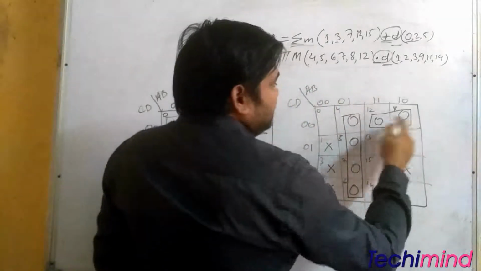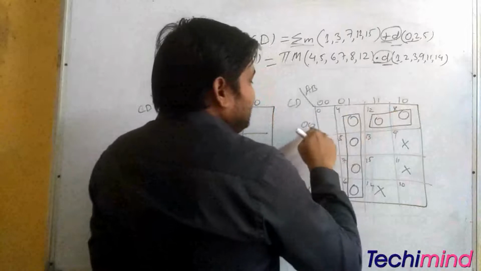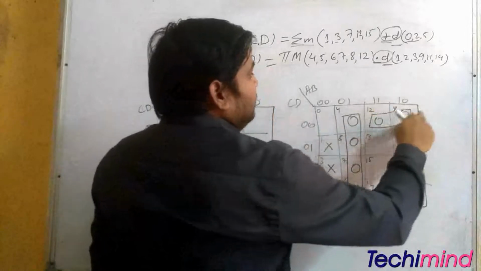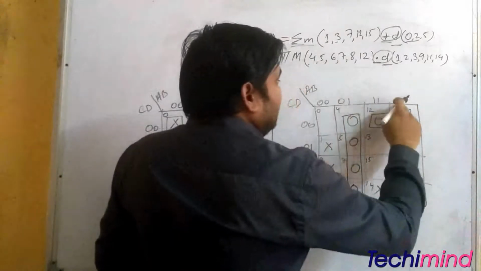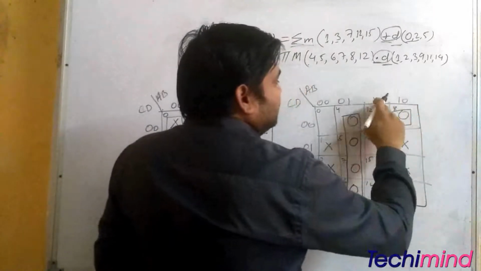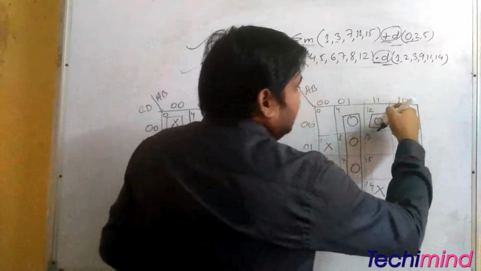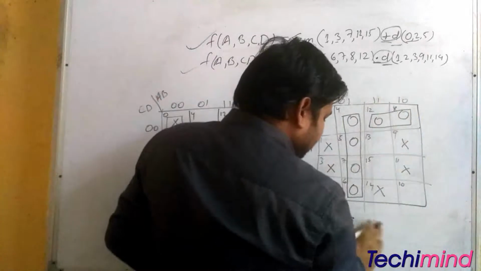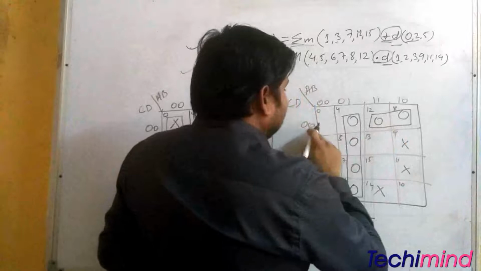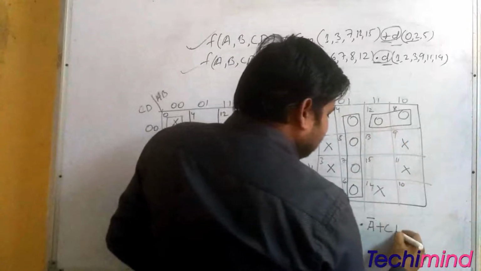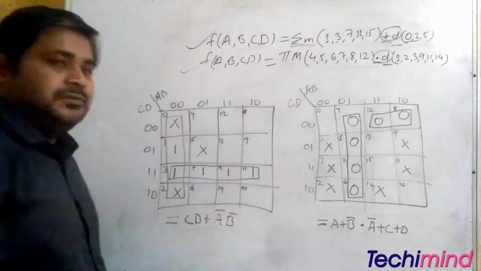For these two, what are the common terms? C naught, D naught is common, and A is common, because 1 and 1, 1 1 1 0. So A is common. For this one we write A. Here we have A. So for this one we write A naught, and C naught D. For this one we write C plus D. So this is the final equation for this one, and this is the final equation for this one.